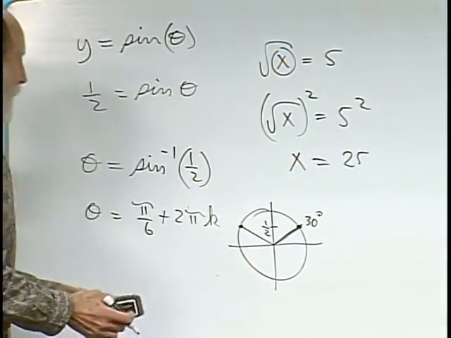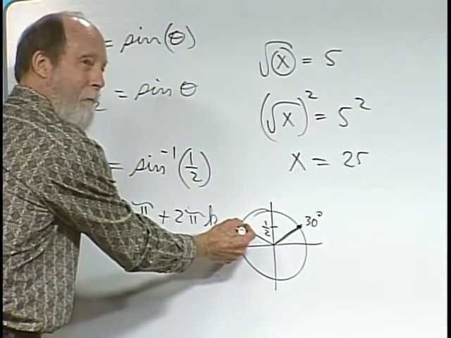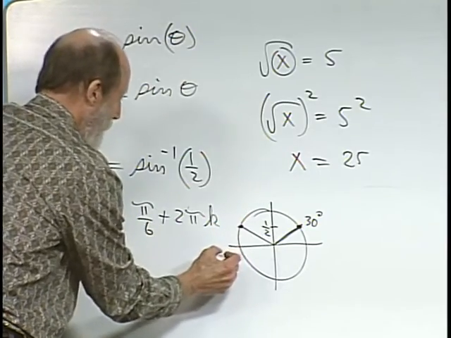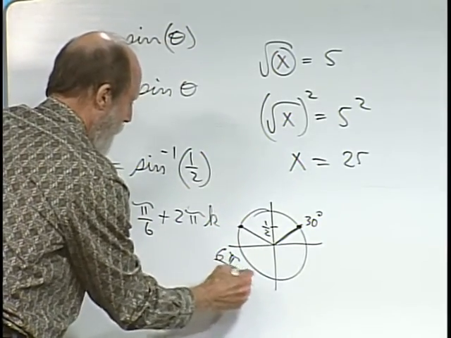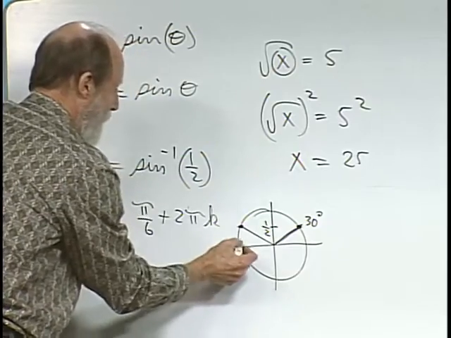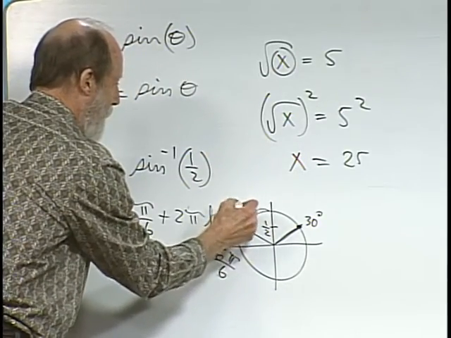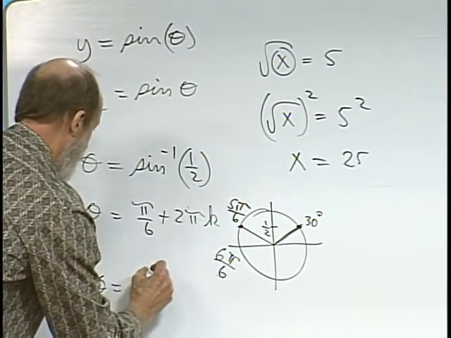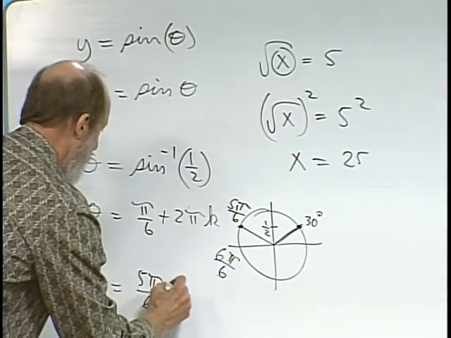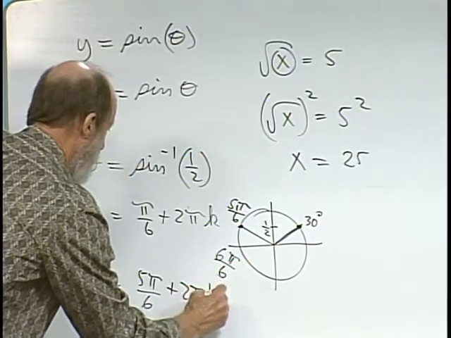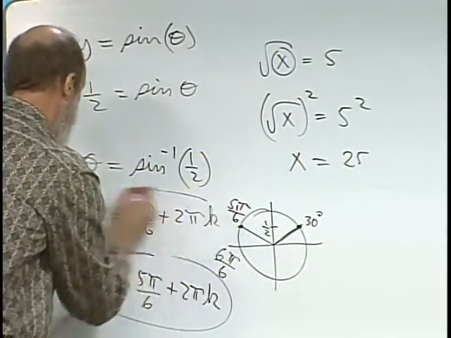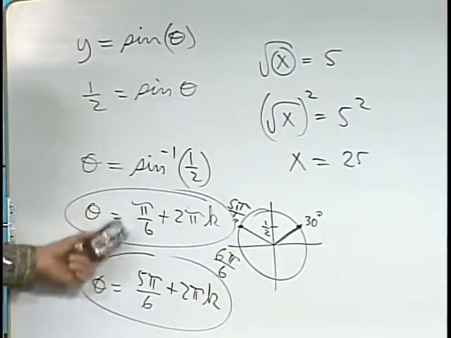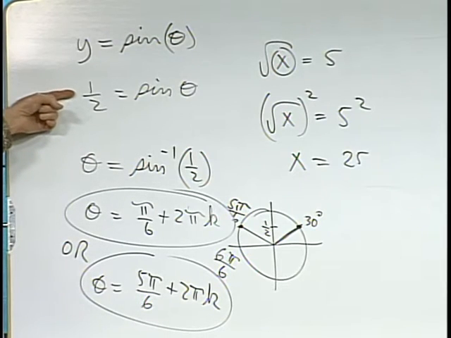Okay? But there's another one over here, isn't there? 6 pi over 6, back off to 5 pi over 6. So you could say, or theta equals 5 pi over 6 plus 2 pi k. So you get an infinite family of answers to this simple question.